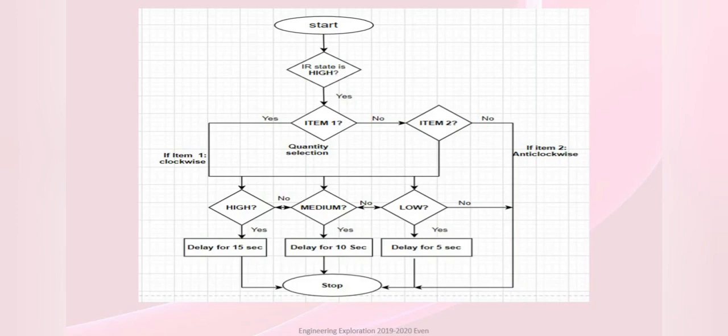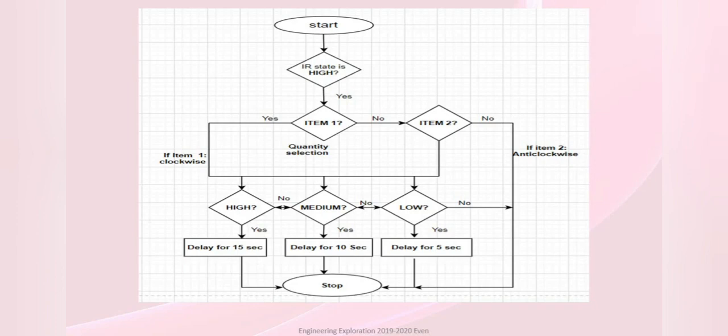This is the flowchart of our entire project system. Start means the process starts. If the IR state is high, that is if the IR sensor senses the plate, then the further process takes place. If the IR state is low, that is the IR sensor doesn't sense the plate, then the whole process comes to a stop. If the IR state is high, then the user has to select the input, which food he wants.